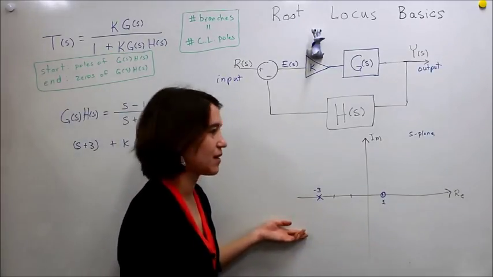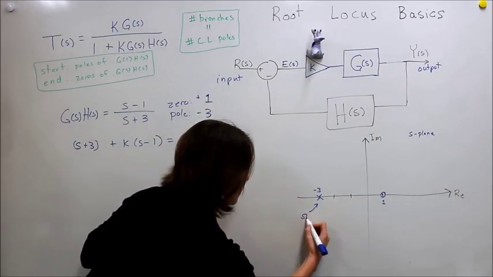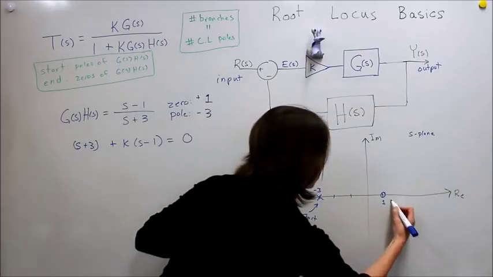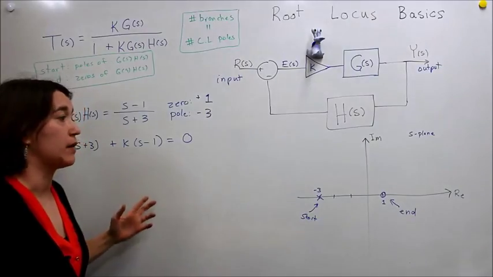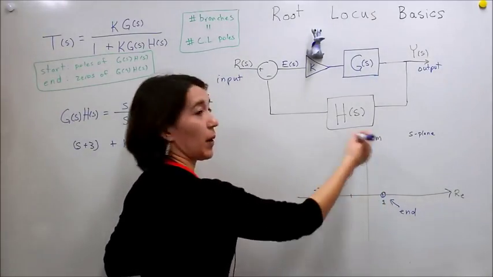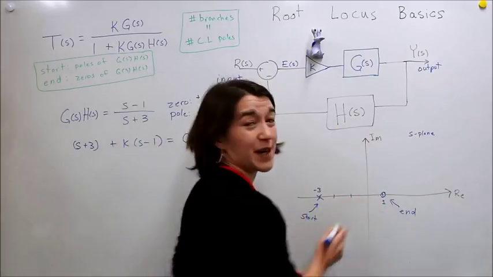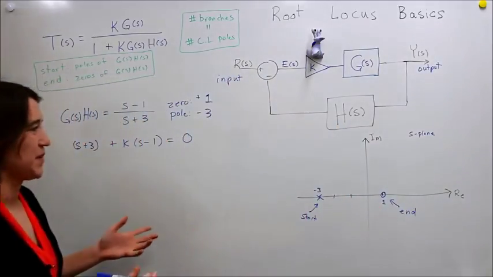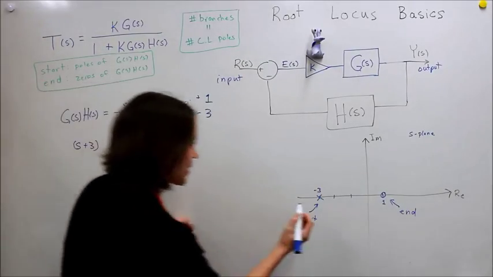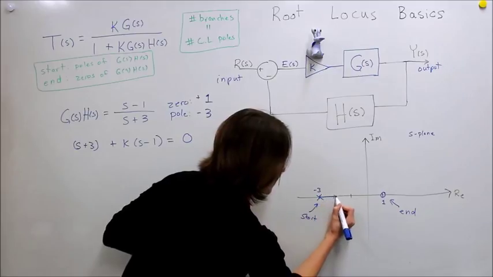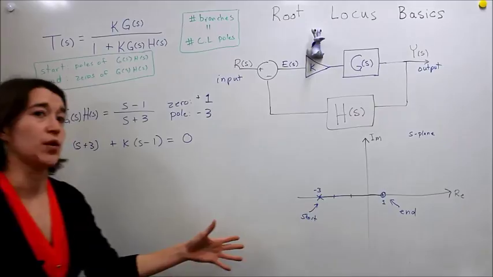Now the next question is, what path does this take? We know we start here, and we end here. But which path do we go on? Do we go straight across? Do we go up and over? Do we go down? Do we go all around the map and eventually end up there? That's a good question, the slightly harder one to explain. I'll tell you the answer. We're just going to go straight across the real axis here, and that will end up being your root locus path.